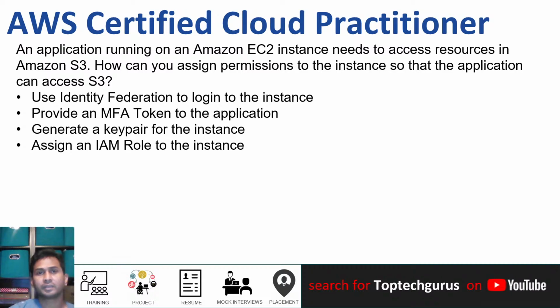Let's look at an EC2 instance related question. An application is running on an Amazon EC2 instance, and it needs to access resources on S3. How can you assign permissions? So how will you assign permissions to the EC2 instance so that it can access the S3 bucket? So how do you do that?